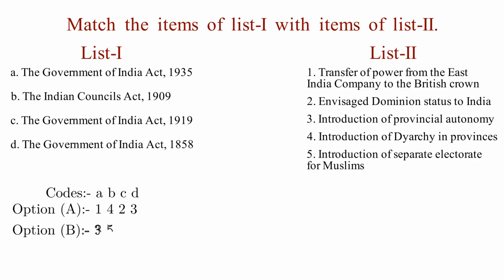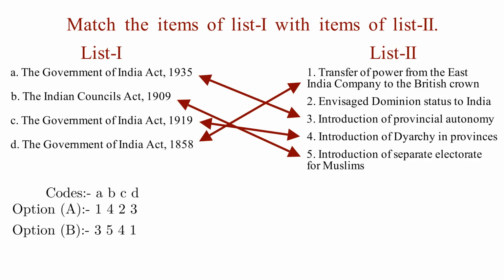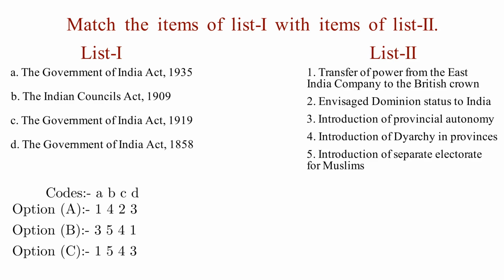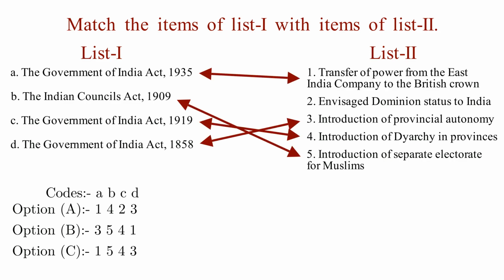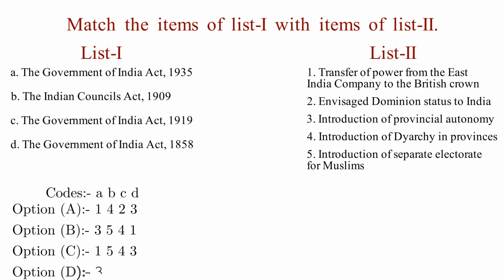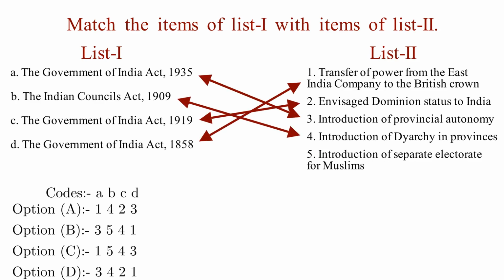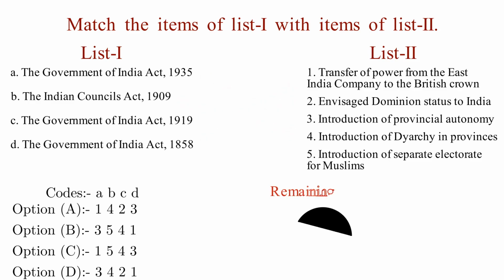The option B is 3, 5, 4 and 1 और इसके कॉम्बिनेशंस कुछ इस तरीके से होंगे. The option C is 1, 5, 4 and 3 और इसके कॉम्बिनेशंस कुछ इस तरीके से होंगे. And the option D is 3, 4, 2 and 1 और इसके कॉम्बिनेशंस कुछ इस तरीके से होंगे. And your time starts now.